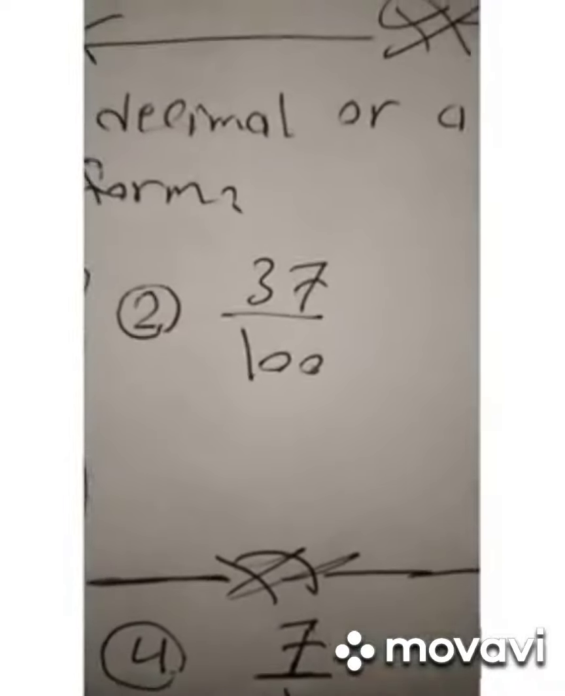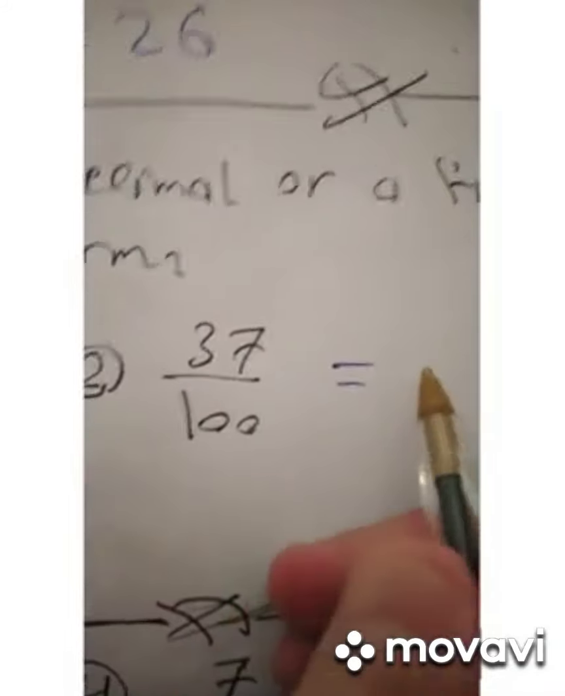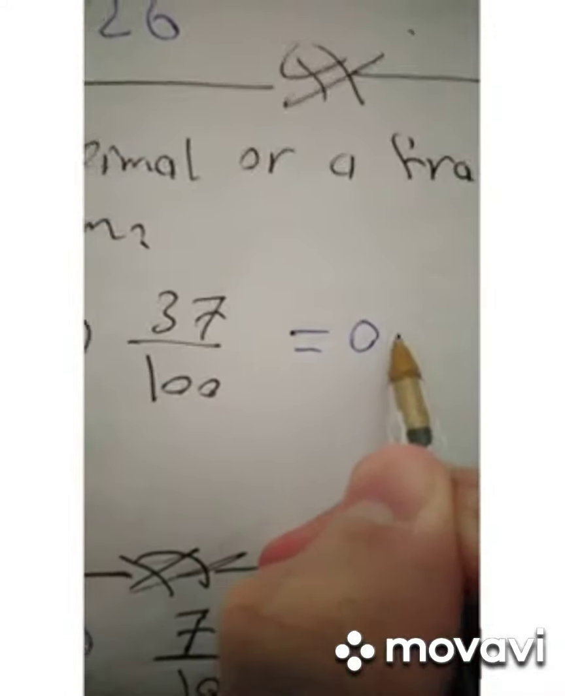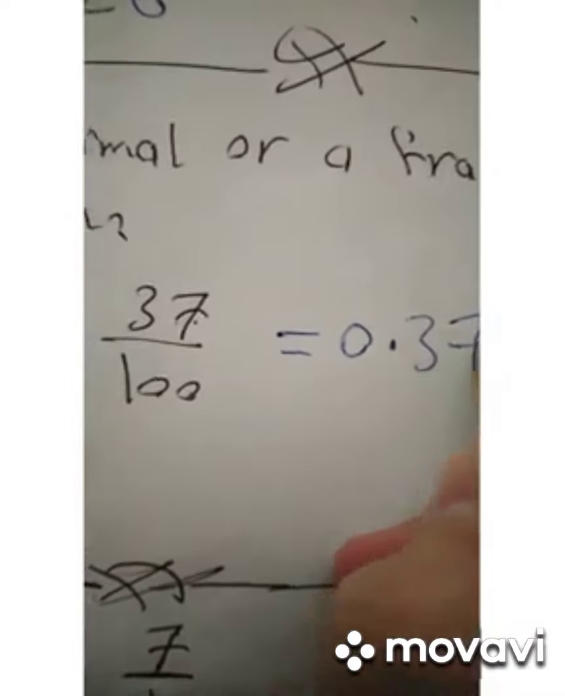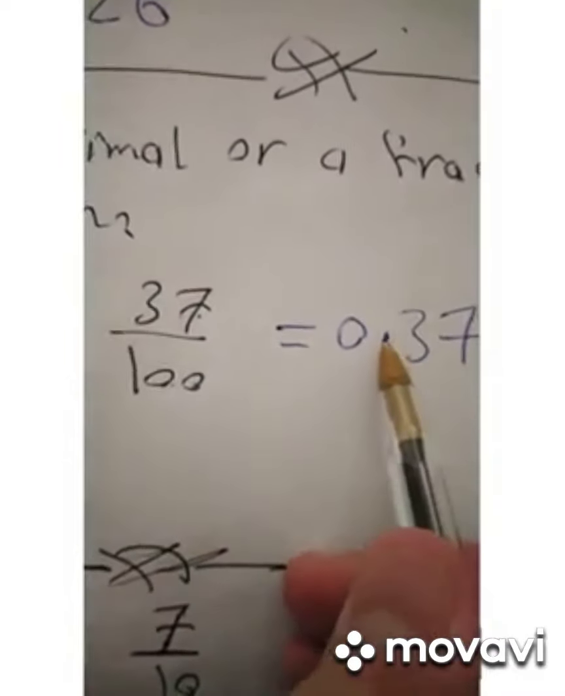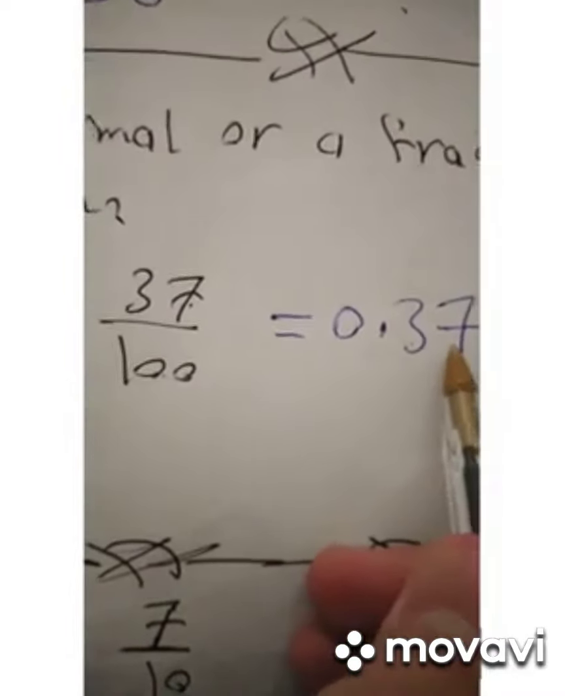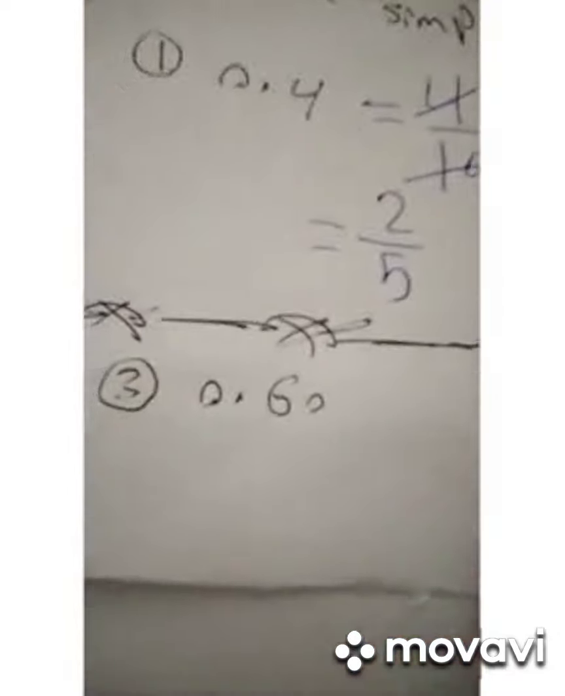Number 2. It's a fraction, and I want to write it as what? As a decimal. So put 0, then the decimal point, and write 37. It will be 0.37, 37 hundredths. And we read it what? 37 hundredths.